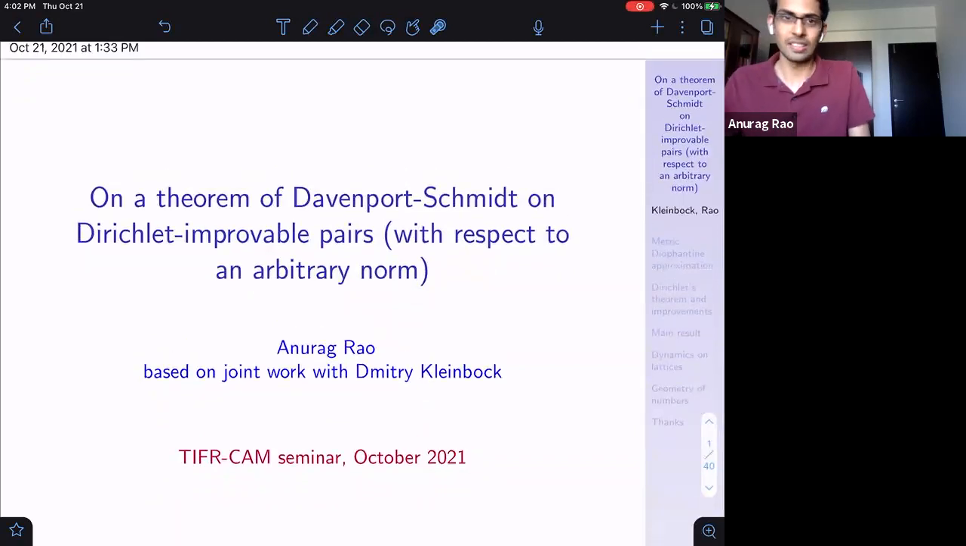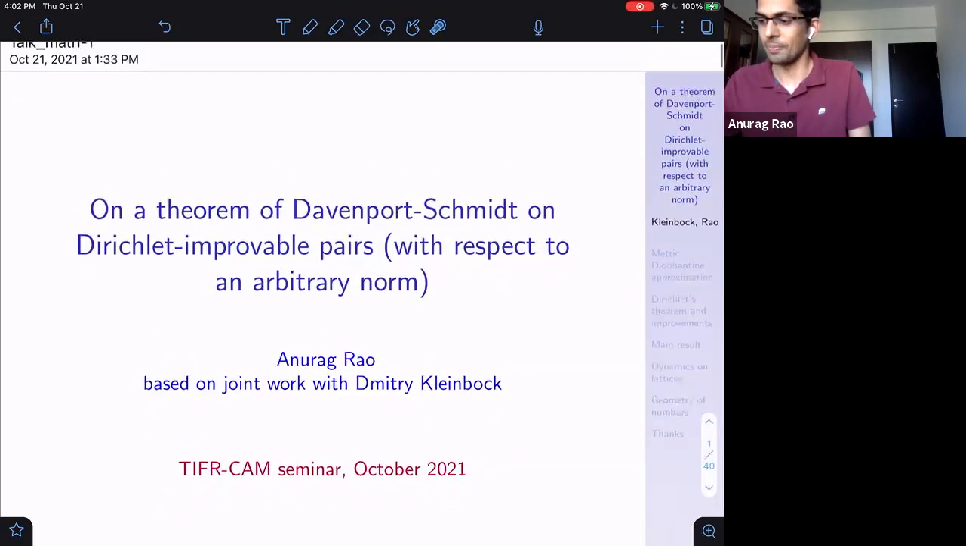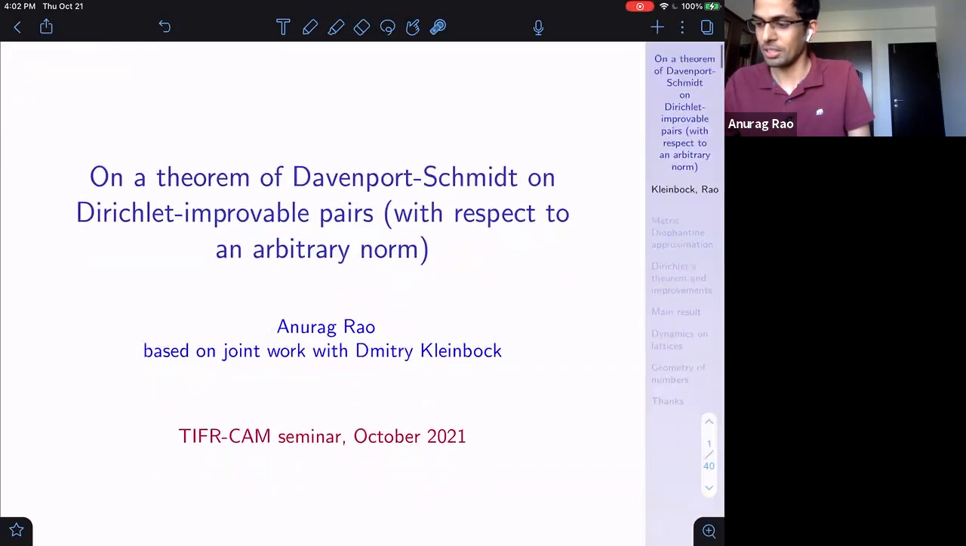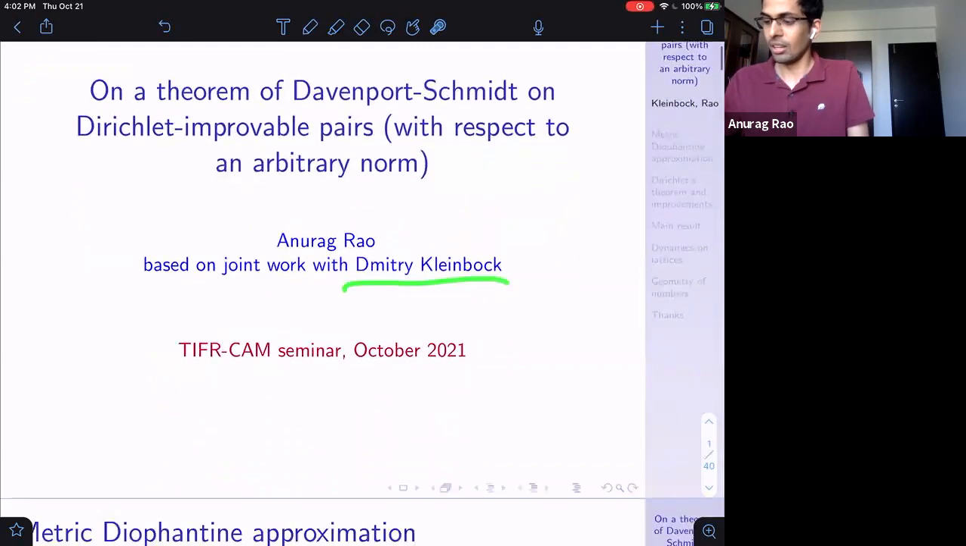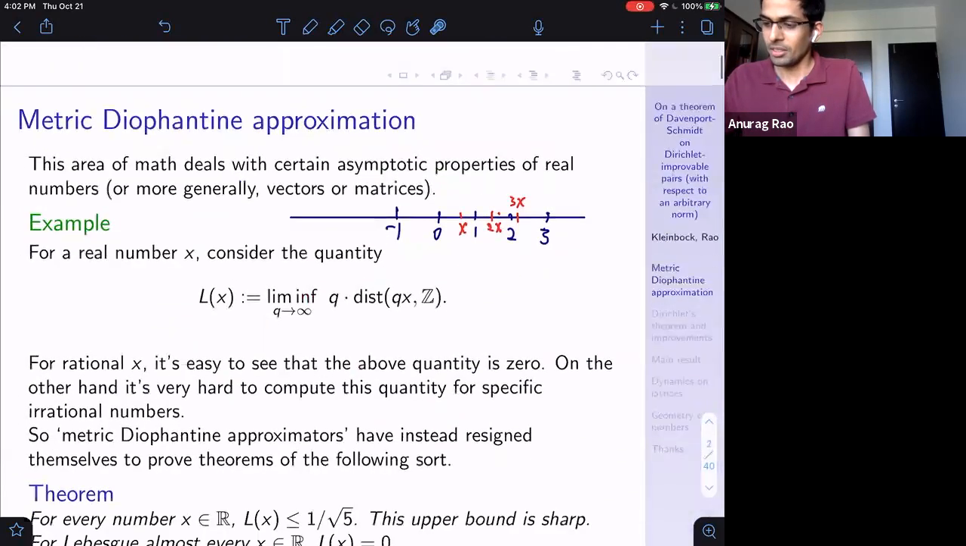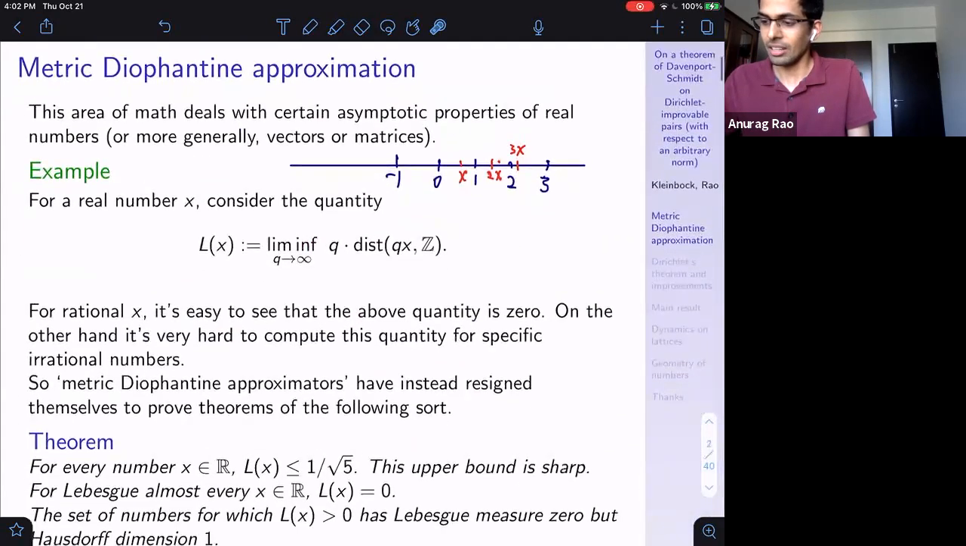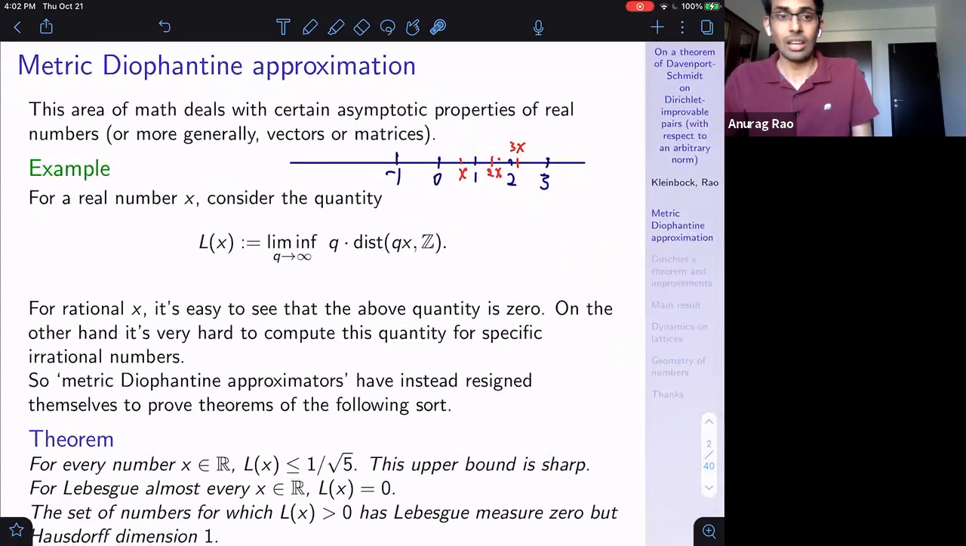But yeah, I'm here to discuss some work in metric Diophantine approximation, and it's based on joint work with Dimitri Kleinberg. Okay, so what is metric Diophantine approximation? It deals with some asymptotic properties of real numbers with respect to the rational numbers.